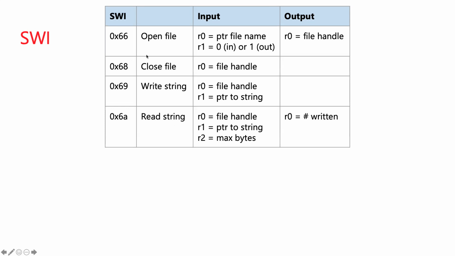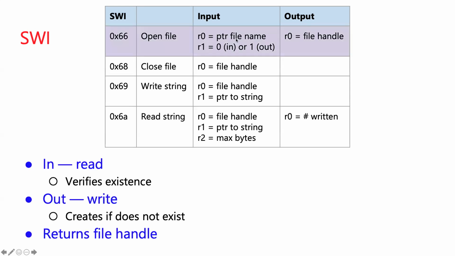66 opens a file. You have to tell it what file to try to open. So you pass a parameter in R0 that's a pointer to the file name you want to open. And R1 needs to be a flag that says whether you want to read the file or write to the file. And if it's successful, it returns a file handle for you, a small number that is like a file descriptor in Unix, your way of identifying that file.